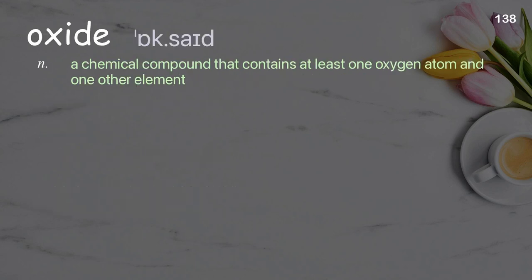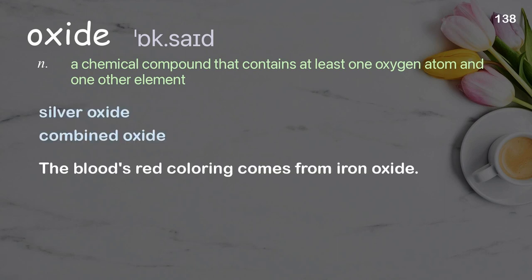Oxide: a chemical compound that contains at least one oxygen atom and one other element. Examples: Silver oxide, combined oxide. The blood's red coloring comes from iron oxide.